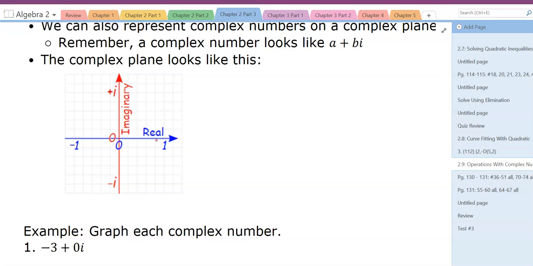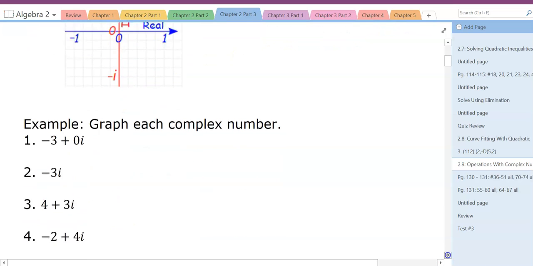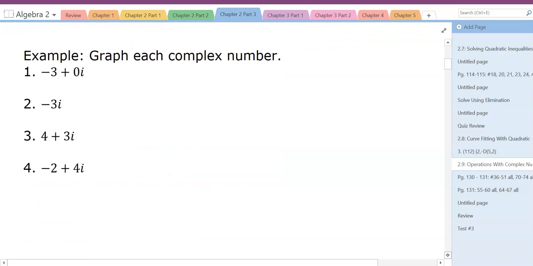When you're graphing imaginary numbers or complex numbers, think about when you graphed a coordinate, you always did the x movement first and then the y. So if it was 3, 2, you would go to the right 3 and up 2 and you drew a point. You're going to do the same thing for these, but you have to think about moving the real number first and then the imaginary number. So we're going to practice graphing first.